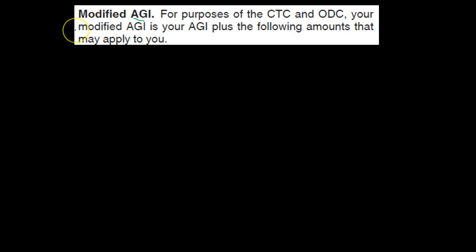Back to the text. For purposes of the child tax credit and other dependent credit, your modified AGI, adjusted gross income, is your AGI, adjusted gross income, plus the following amounts that may apply to you. So we're going to take your AGI and increase it by these amounts as it applies to this particular thing we're trying to calculate, which is the child tax credit.